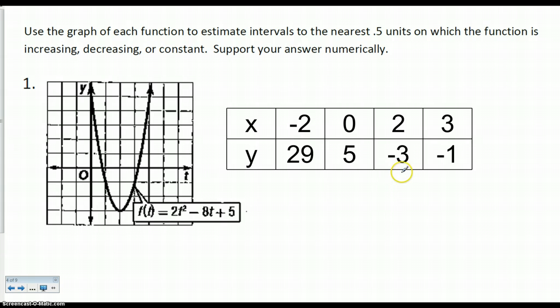I can't go past 3 because when I go from 2 to 3, the y value is getting bigger. So what I'm doing is choosing 4 points, 3 that are before the x value and 1 that's after it, and I'm using those points to verify that my graph is increasing or decreasing. In this case, from negative infinity to positive 2, it's decreasing.